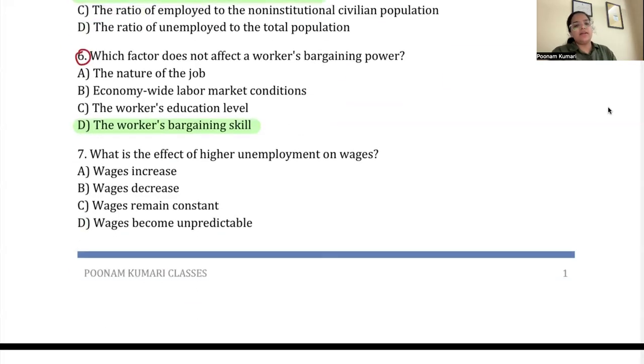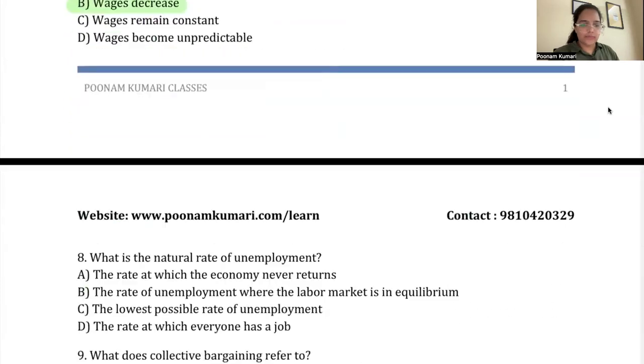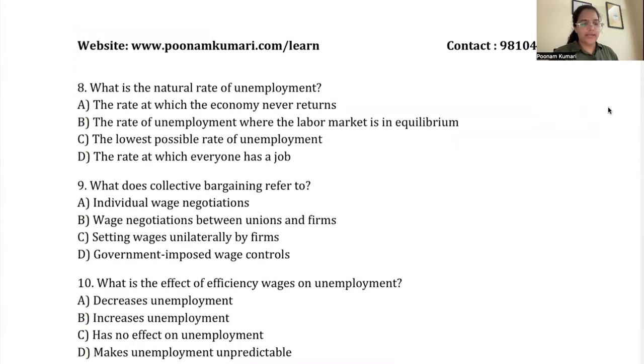Question number 7. What is the effect of high unemployment on wages? Wages decrease. So higher unemployment leads to what? You having lesser bargaining power, so you'll have to accept lower wages. So wages decrease, right? Fine. What about question number 8?